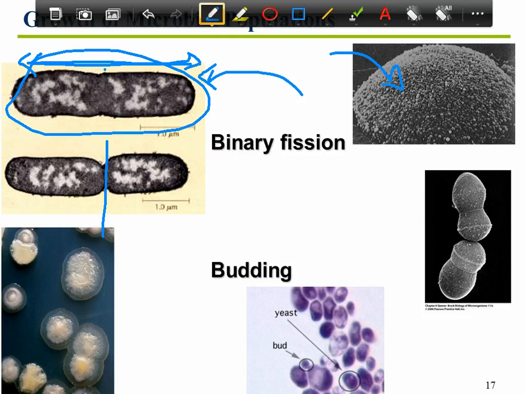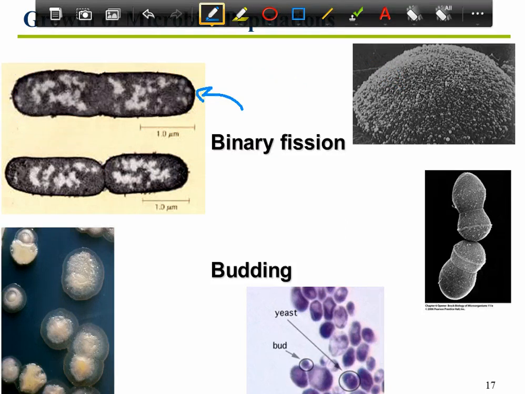Now, binary fission is asexual. You start out with one cell, and that one cell divides into daughter cells. There's no other cell, there's no male cell, female cell, anything like that that came together. Asexual.